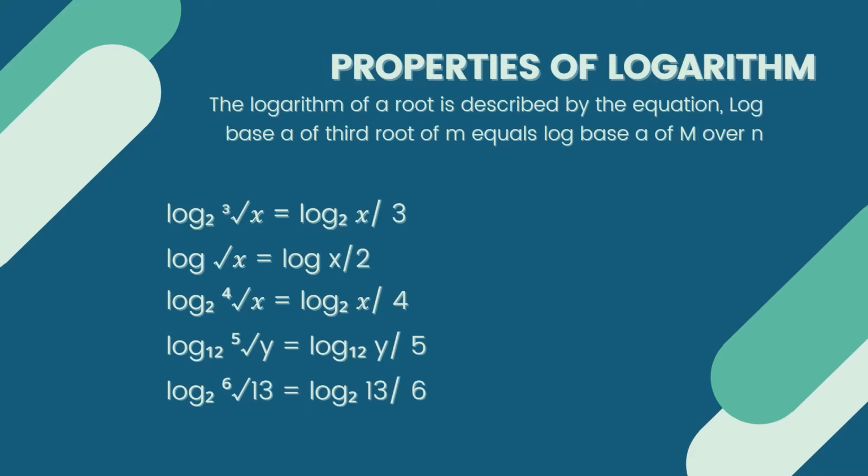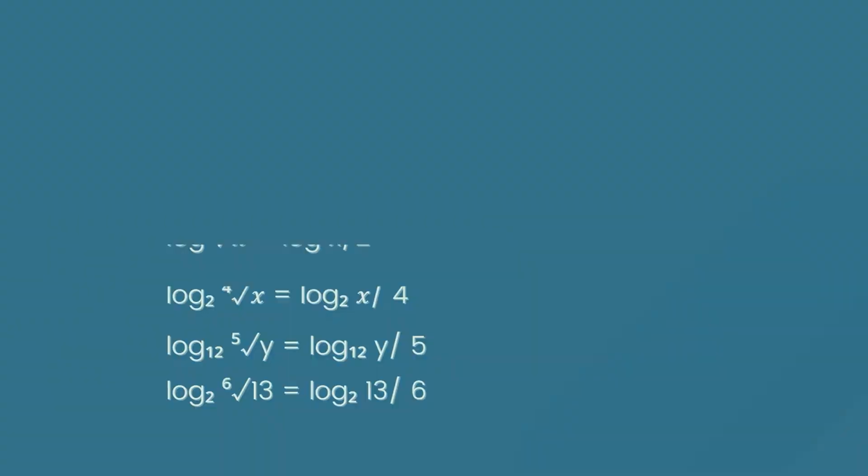logarithm of 12 to the fifth root y equals logarithm of 12 y over 5, logarithm of 2 to the sixth root of 13 equals logarithm of 2/13 over 6.